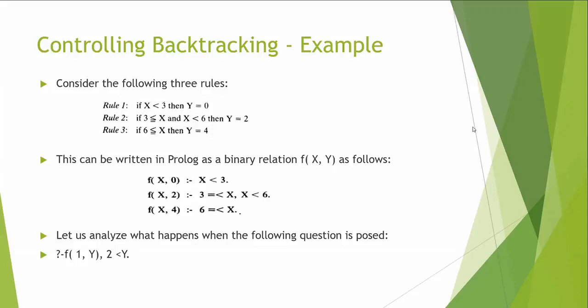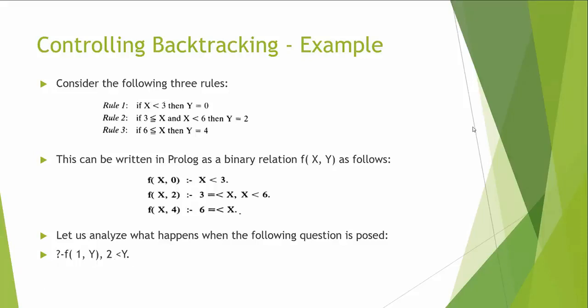Yes, sir. As X is 1, rule number 1 should be satisfied. If X is less than 3, then Y is 0. Here we are asking if Y is greater than 2. But Y is 0 and is not greater than 2, so we get false. Very good. So there are two goals, right? First is f(1, Y). When Prolog goes for f(1, Y), X is 1, so this condition is satisfied and it instantiates Y equal to 0, right? Now with this value of Y, it tries to satisfy 2 < Y, right? But 2 < Y is not true. So that's why the answer will be false, right?